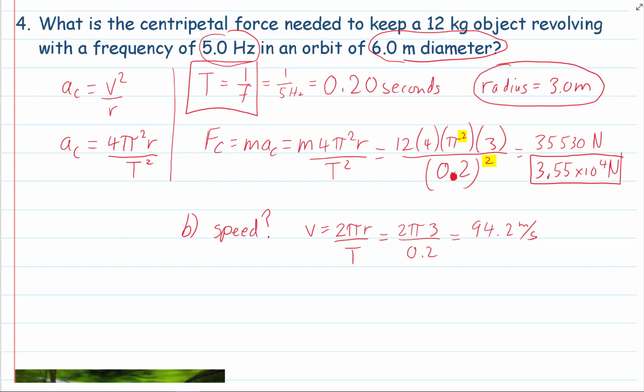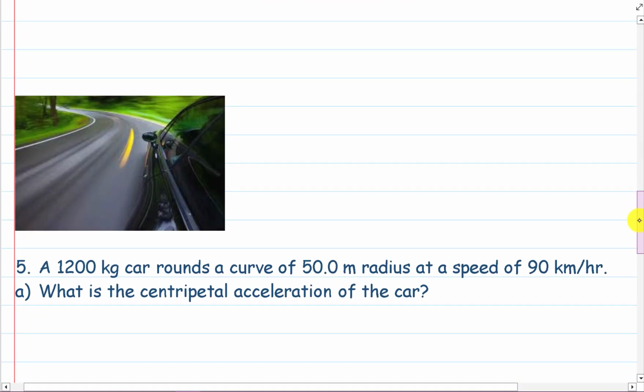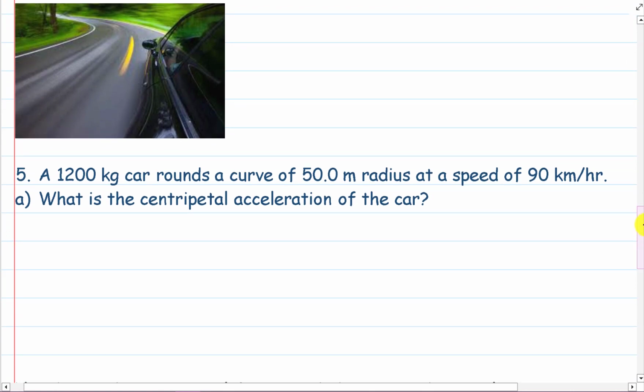And here's one more question for the next video. A 1,200 kilogram car rounds a curve of 50 meters radius at a speed of 90 kilometers an hour. We're going to calculate what the centripetal acceleration is and what the centripetal force is.